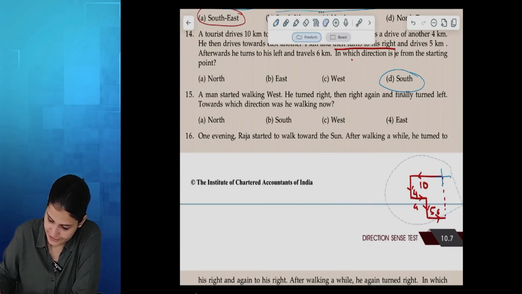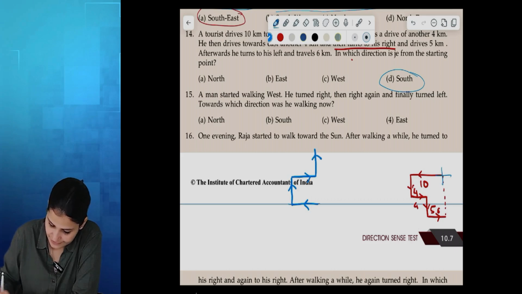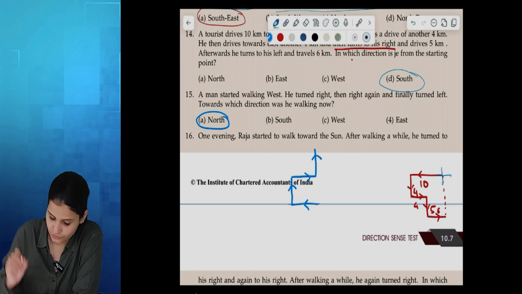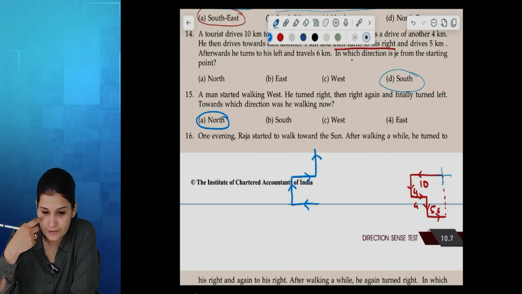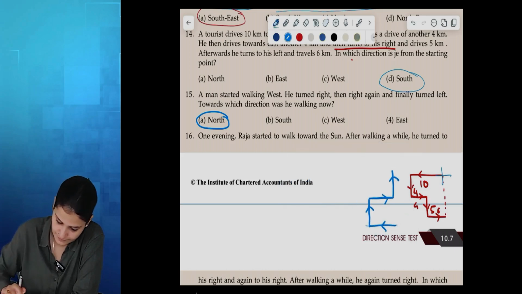Next, answer 15. North. A man started walking west. He turned right, then right again, and finally turned left. He is facing north. Done? Yes.